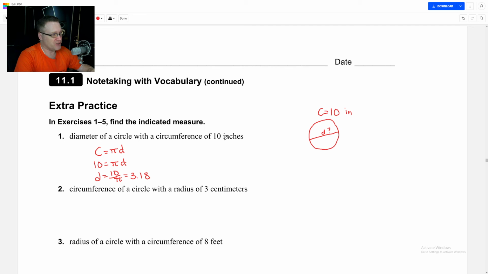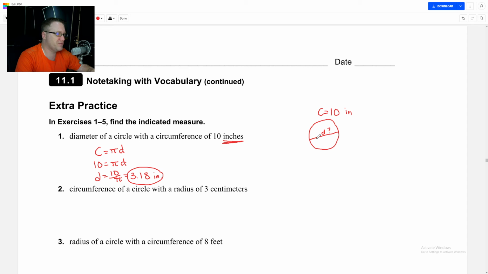Now, you need to remember, always use units. When we are measuring lengths, you need to tell me the units. Is it 3.18 meters or feet or inches or centimeters? In this case, it's inches, so we're just going to write IN back here. So the answer here is that the diameter of the circle is 3.18 inches.